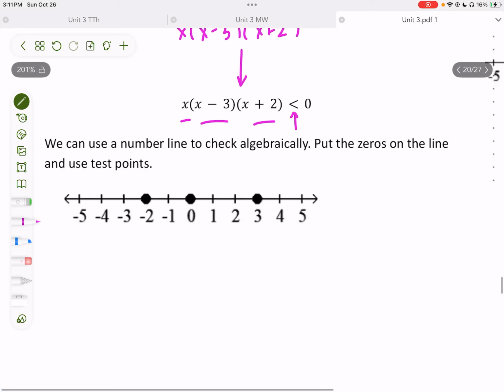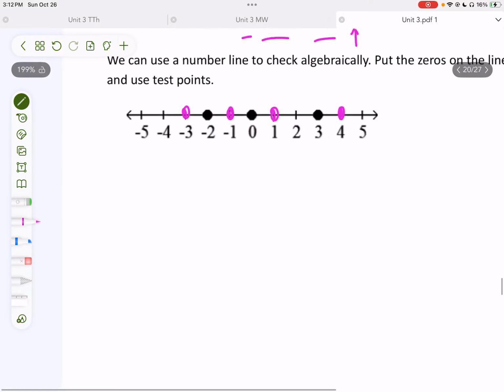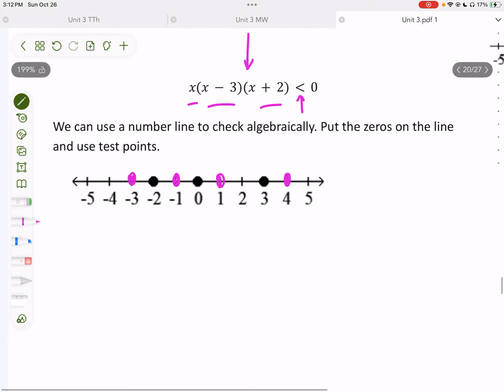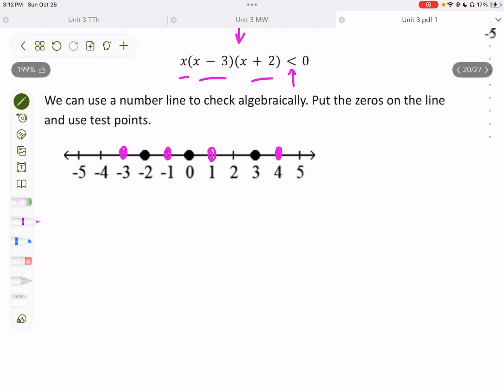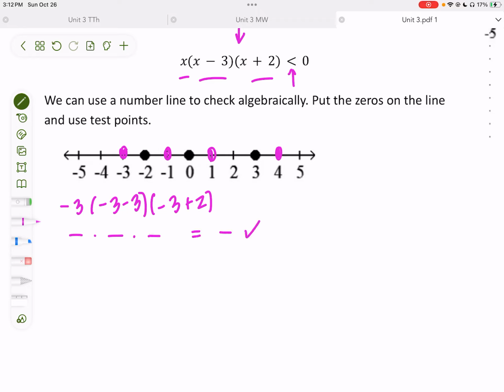From there, you can plug in any point in any of the 4 intervals to check your math and see where your values are less than 0. So I'll plug in -3, -1, 1, and 4. If I plug in -3, I have -3 times -3 minus 3 times -3 plus 2. That's a negative times a negative times a negative. Negative, so that works.